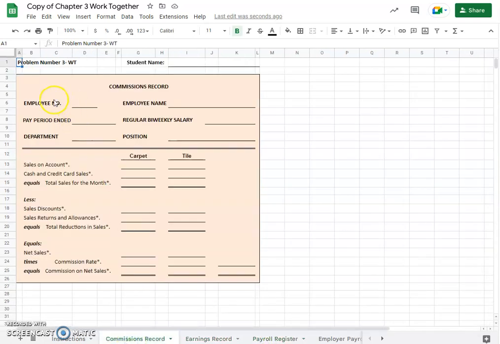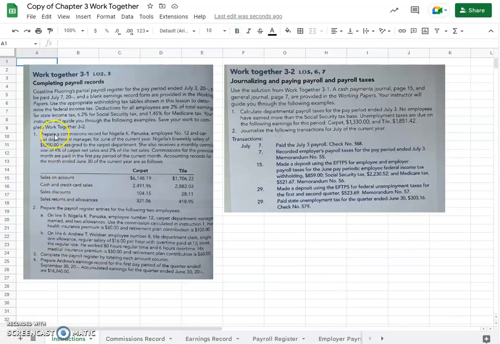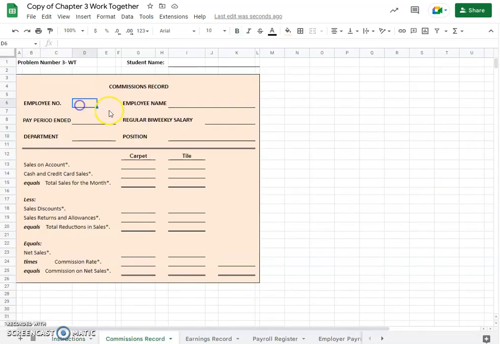So the first thing we need to find is the employee number we've got to fill this out for. So in number 1, Nigella K. Panuska, employee number 12, who's the carpet department manager. Bi-weekly salary of $1,200. So we heard employee number 12, and her name was Panuska, last name, comma, first name, Nigella.